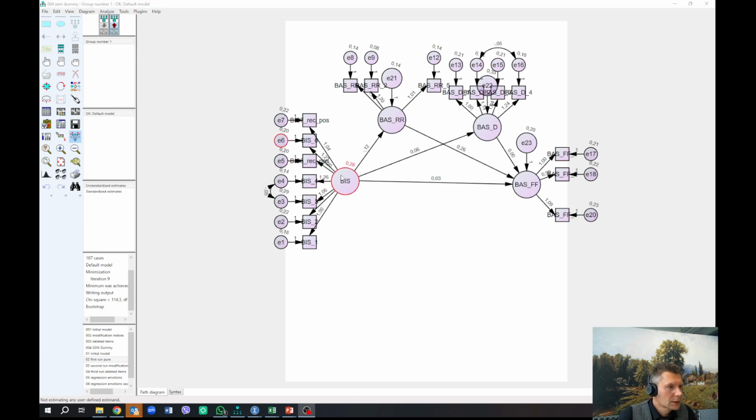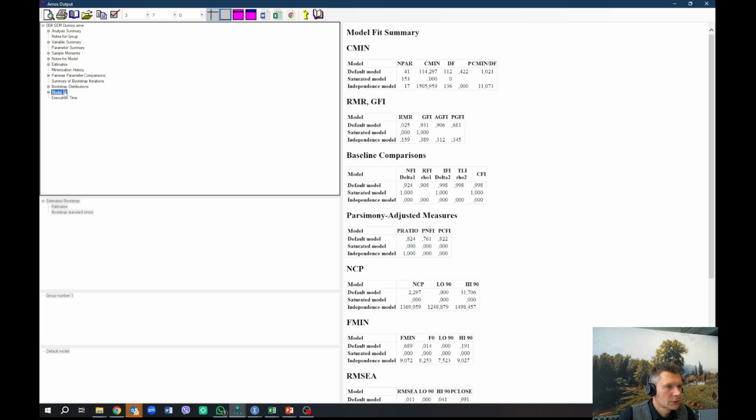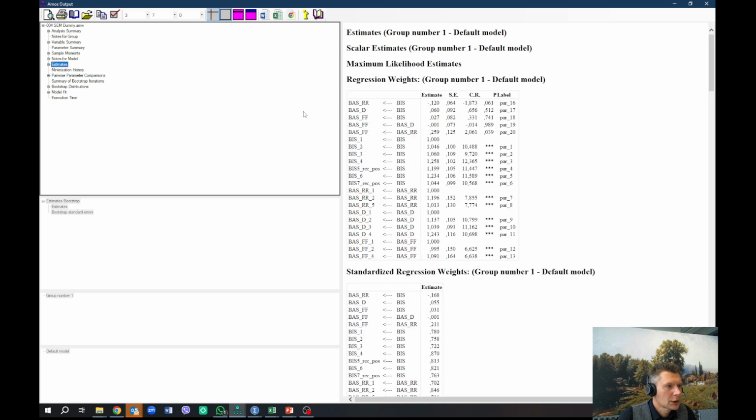So I found a mistake, at least in my case: it was the arrow from BSRR to BSD. It had a problem with these two variables. I don't know what exactly was the reason, but after deletion it started working. Let's go to the results and see what we have. First of all, model fit, all good. Estimates, and now we can look at several things. First of all, we can look at direct effects. BIS has a weakly significant relationship to BAS, and I think, yes, the more inhibition, the less activation you have.